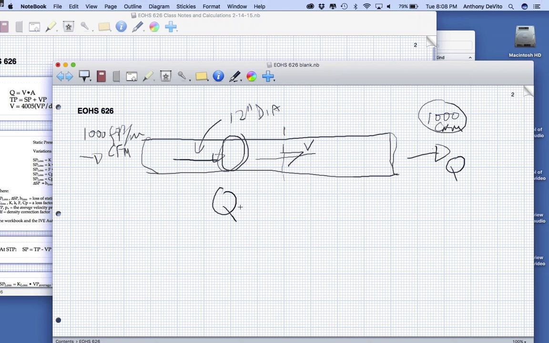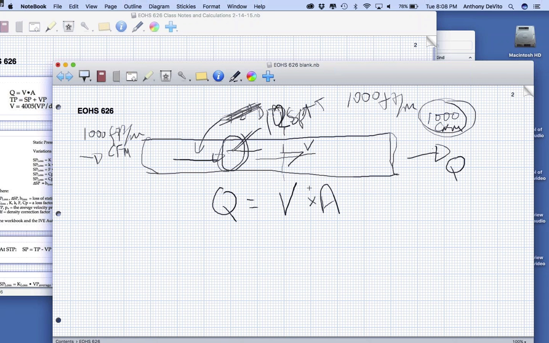So we know that the quantity of air going through this ductwork is equal to the velocity times the cross-sectional area of the ductwork. If this is 1 square foot, what's the velocity of air going through there in order to get 1,000 cubic feet per minute out of this duct? Well, it's got to be going through at 1,000 feet per minute, right? If this were 2 square feet, it'd have to be going through at 500 feet per minute. If it were 10 square feet, it'd be going through at 100 feet per minute, because 100 feet per minute over 10 square feet would be 1,000 cubic feet of air every minute.